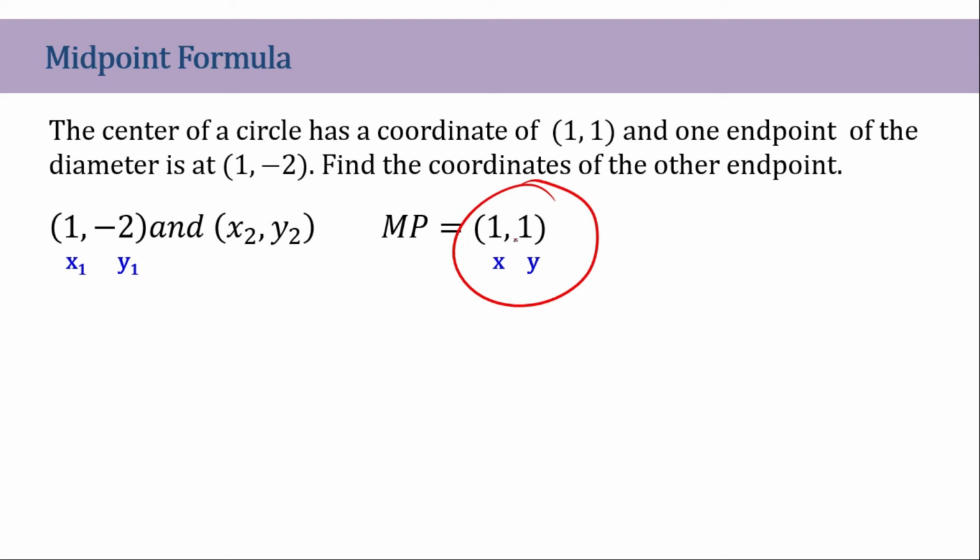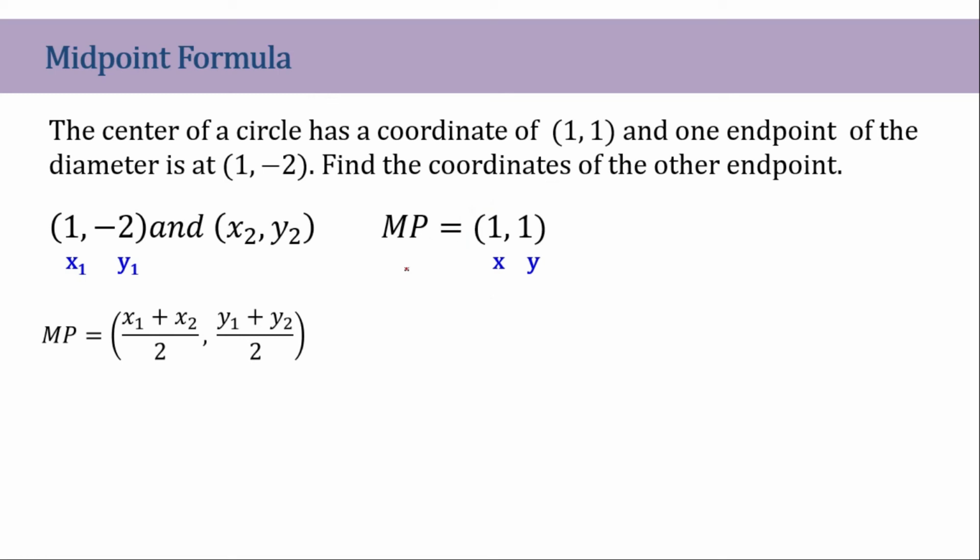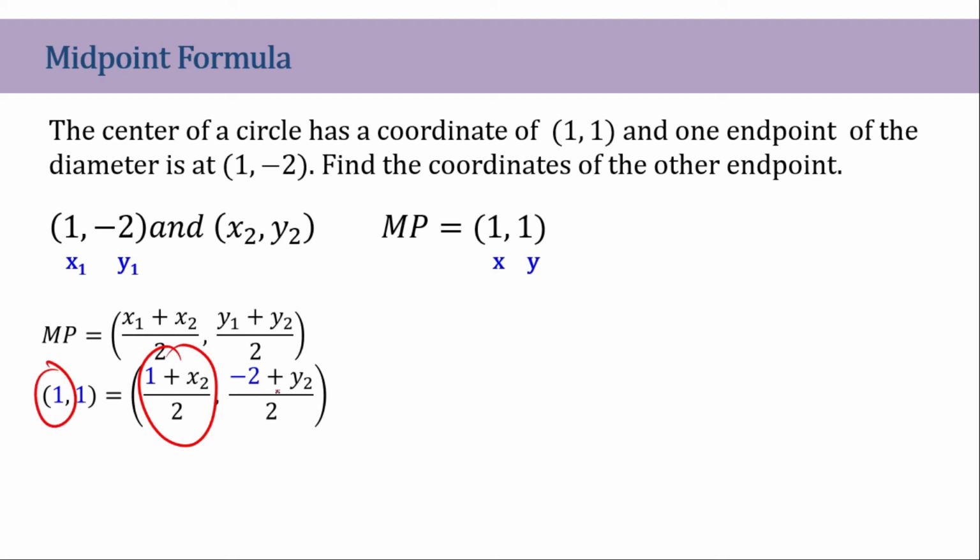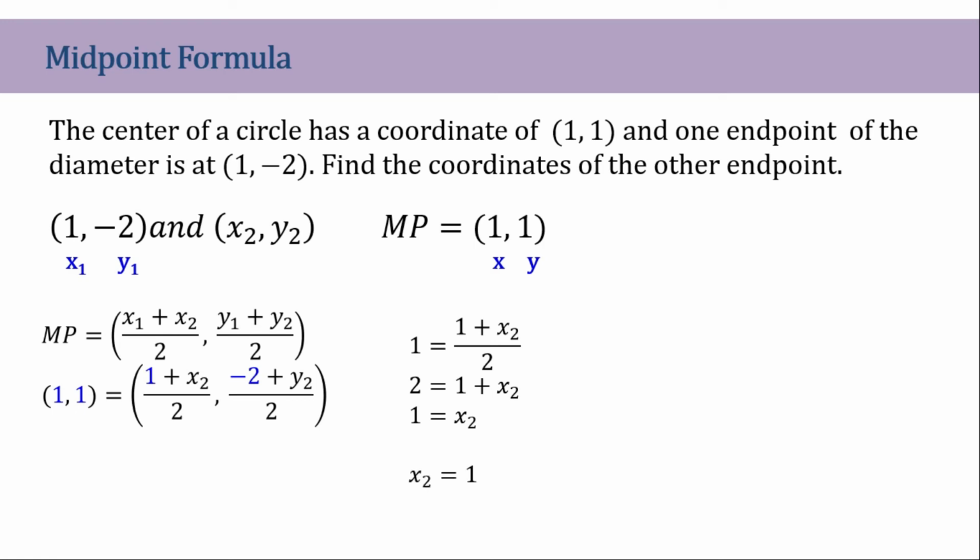So let's just assign the variables x and y to them. Again, let's substitute the values that we have. And now let's separate this one. This one will go with this one, and this one will go with this one. So 1 is equal to 1 plus x sub 2 over 2. Let's multiply both sides by 2. That will give us 2 is equal to 1 plus x sub 2. Let's subtract 1 on both sides to cancel this out. So x sub 2 is equal to 1. So that's the value of our x for the other endpoint.